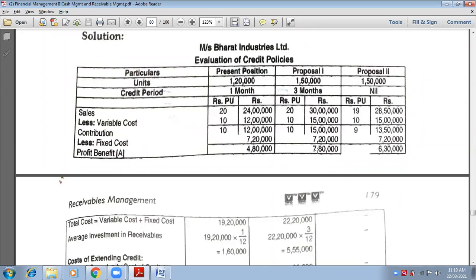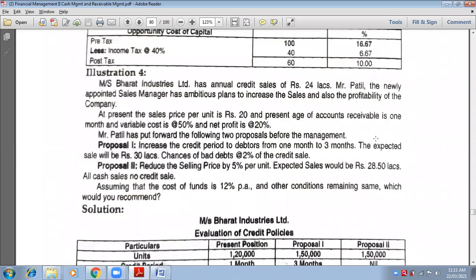Now you will calculate net profit in proposals 1 and 2 yourself. Contribution minus fixed cost: 15 lakhs minus 720 in proposal 1. What will be the net profit in proposal 1? 7 lakh 80. And in proposal 2, 13 lakhs 50,000 minus 720? 6 lakh 30.